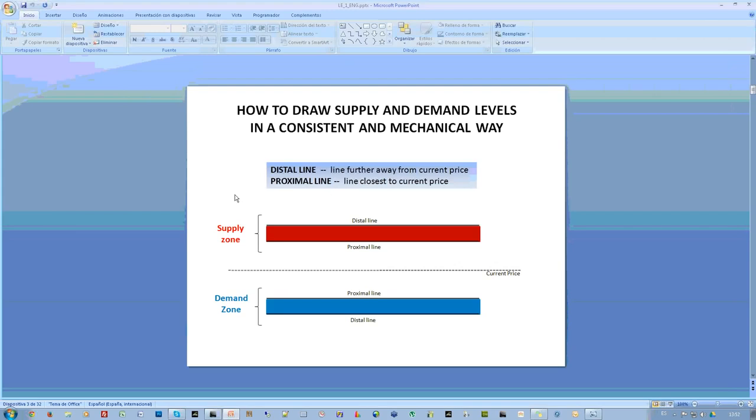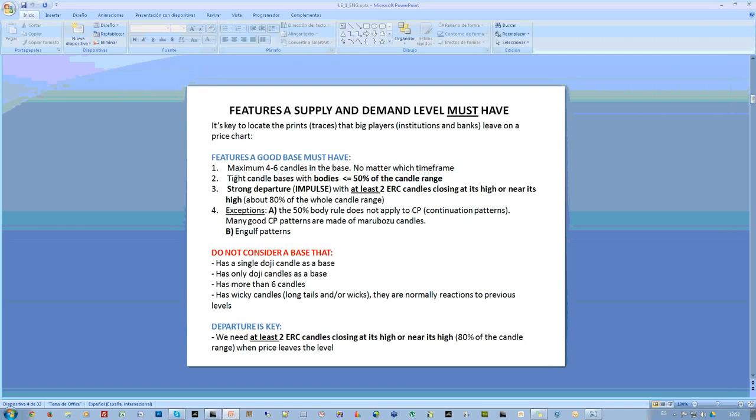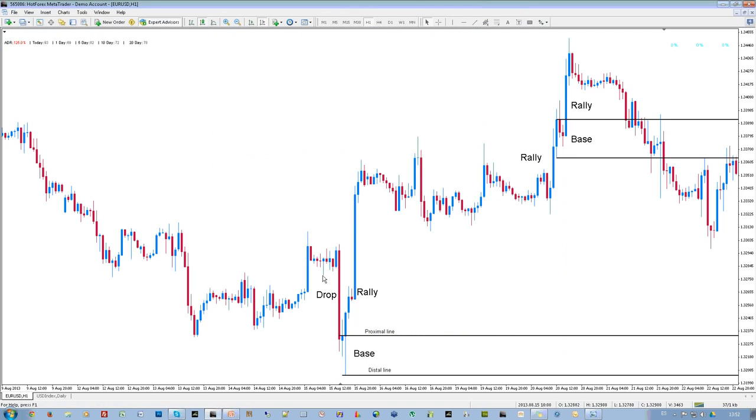But before doing that, let me describe what a good base is, because the base and the departure are essential for a level. A level normally is composed of three blocks: one leg down, a base, and then another leg. The outgoing leg is the rally, in this case for a demand level, and it is the most important, the departure. It's always the second leg.